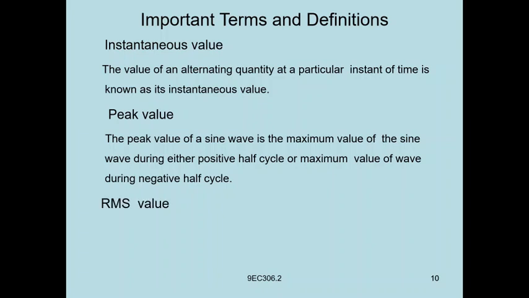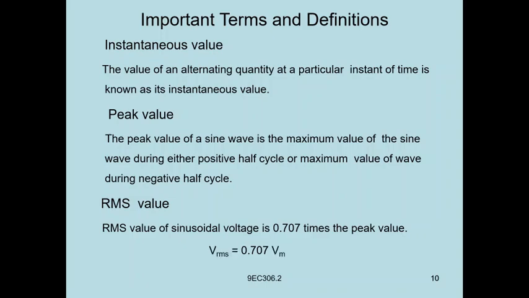So RMS value. The RMS value of a sinusoidal voltage is 0.707 times the peak value. That is, V RMS is equal to 0.707 V maximum. See the figure.